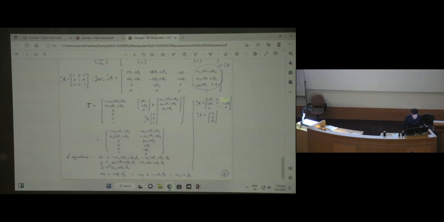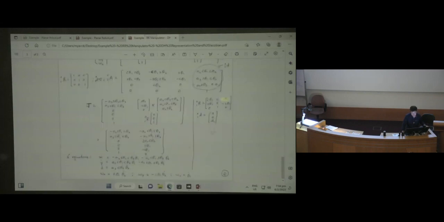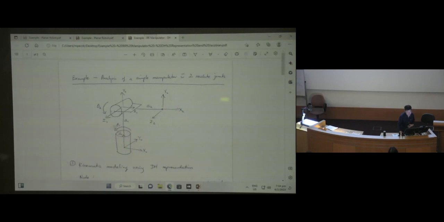So you have your x dot equal to minus a2 s theta 1 c theta 2 theta 1 dot, because you multiply with the theta 1 dot over here. And then your x dot will also be equal to this multiplied with the theta 2 dot. So you end up with this set of equations. From this set of Jacobian equations itself, you can deduce the functions of this robot. Over here, omega z is equal to theta 1 dot, meaning that the angular velocity along the z axis will only be decided by the velocity of theta 1, and not theta 2.